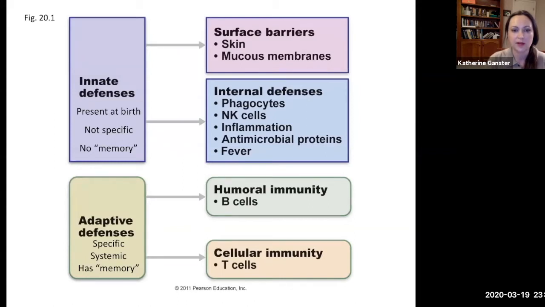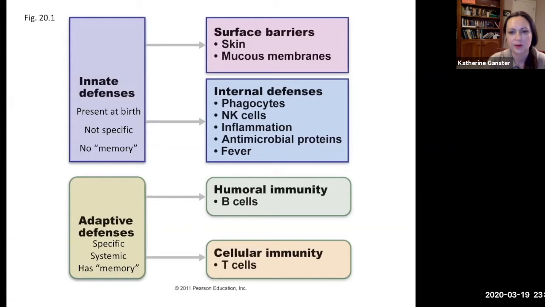So first, we're going to be looking at the innate defense. The first defense line that you have is your surface barriers. In the top right pink box there, your skin is one of the first defenses that you have. It's the surface of your body. It's to prevent bacteria or fungi or viruses from just being able to enter into your tissues.